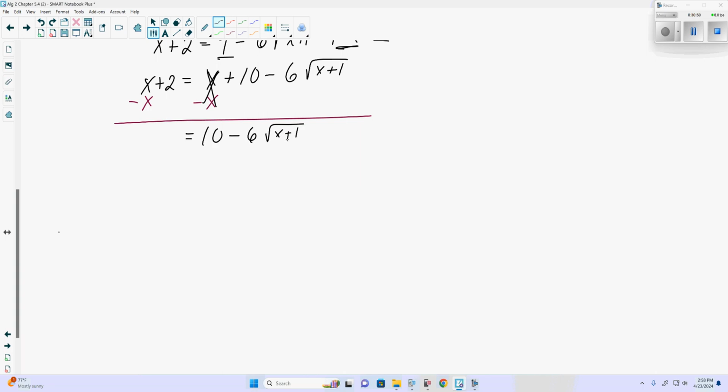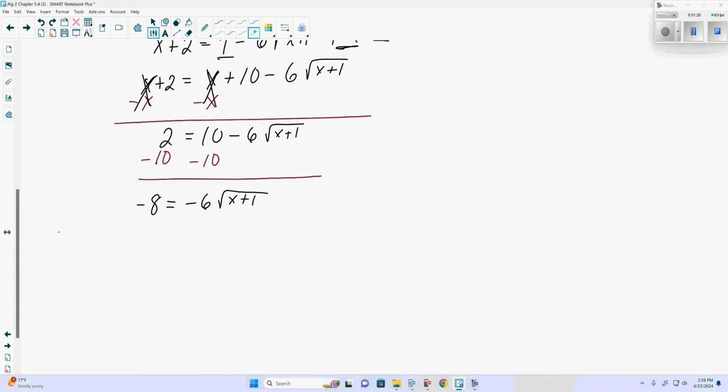How about the left-hand side? It's just 2. Okay, well, that's nice. All the variables outside the radical are now gone. What can we move next? 10. We can minus 10 from both sides, telling us -8 is equal to -6 times the square root of x plus 1. Yes? Now we said a radical cannot equal a negative number, correct?